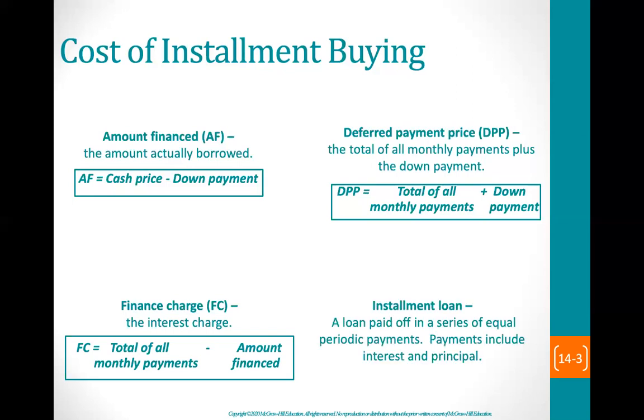And the installment loan is a loan paid off in a series of equal periodic payments, which include interest and principal. So when you're buying a vehicle, you're signing an installment loan saying that you're agreeing to pay, say, $194.38 a month. That $194.38 a month includes both your interest and your principal.